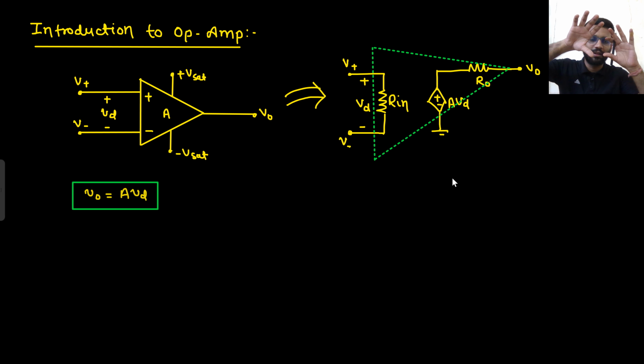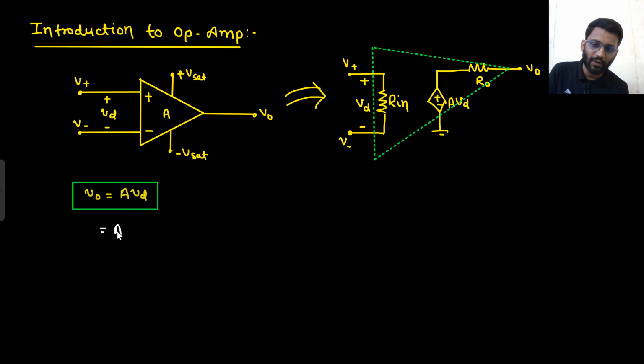The OpAmp has an input resistance, and the difference voltage comes across the input resistance and is amplified by a factor of A, and there is an R naught resistance at the output. I will be moving a bit fast because we have already studied it in the previous topic. So what is the amplified voltage? What is your V naught? V naught is A into Vd. The difference voltage is amplified by a factor of A. So that is your V naught.